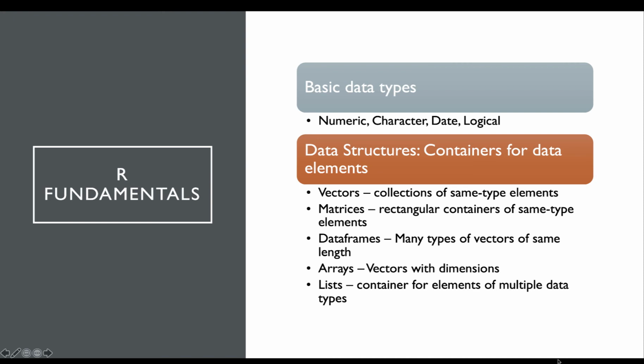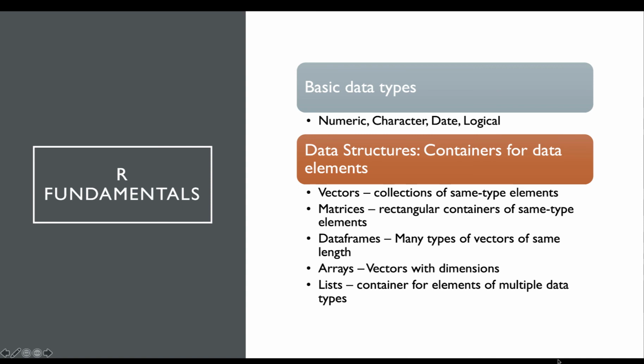There are a variety of different data structures or containers for individual data elements that are supported within R. As mentioned earlier, R is a vector-based language, and so the fundamental data structure supported by R is known as a vector. Vectors are a type of data structure that hold same type elements. That means that every element in a vector needs to be of the same data type.